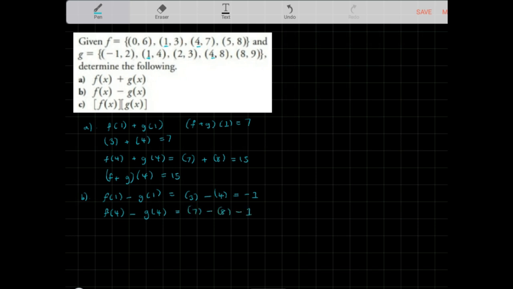and this is going to give us negative 1. Okay, so when you write this out, you really want to include the ordered pairs. So in the first case, we had f plus g of 4 is equal to 15. You want to write the point as 4 and 15. And we know that f plus g of 1 was 7, so the point here is 1 and 7. So these are the new points of the f plus g ordered pair set. Okay, so you can write this down as 1 and 7, and 4 and 15.